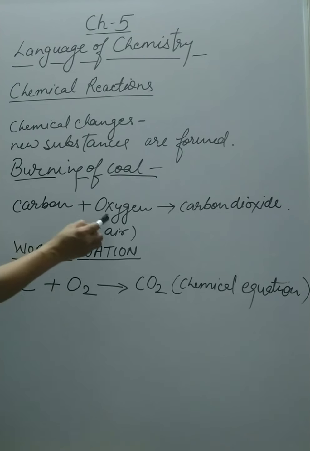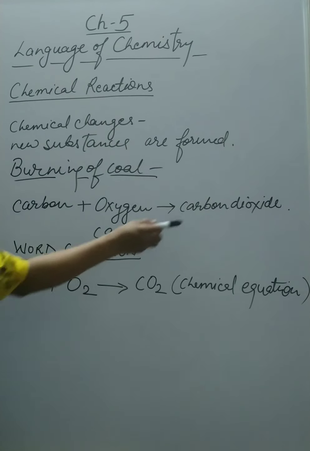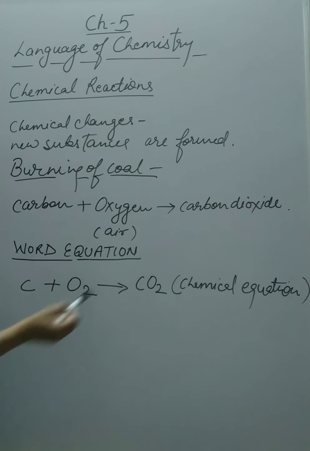This change is being represented in the form of names of either elements or compounds, so we call it a word equation. When we represent this chemical change or chemical reaction in the form of symbols and formulas, it is called a chemical equation. For example, here carbon is represented as C, plus oxygen gas, which is a diatomic gas, represented as O2, and it gives carbon dioxide. The formula for carbon dioxide is CO2. So this is the chemical equation for the reaction mentioned above.